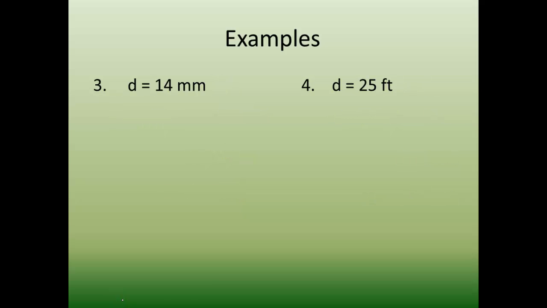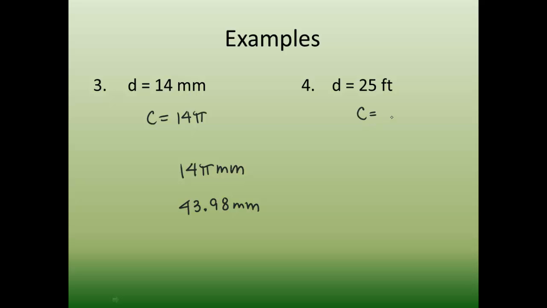Let's try another one. This time they gave us the diameter. If we're working with the diameter, I can just stick to it, so there's no need to divide it by 2. So here we're just going to be able to do the circumference equals 14 pi. Our exact answer is 14 pi millimeters. Our approximate answer, we're going to find in the calculator 14 times pi, and we're going to round again to 2 decimal places, which leaves us with 43.98 millimeters.